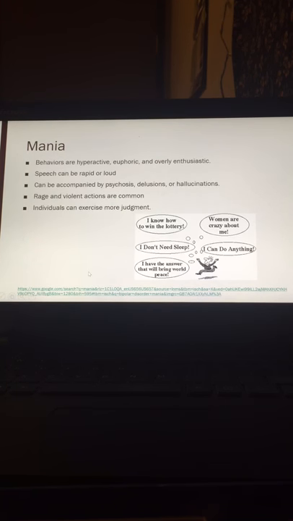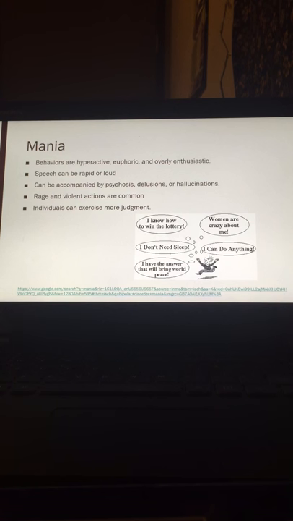So mania is kind of like the highs for the individuals. So behaviors are hyperactive, euphoric, or overly enthusiastic. This leads to individuals getting little sleep, and they usually don't have motivation to eat. Speech can be rapid or loud. Can be accompanied by a psychosis, delusions, or hallucinations.